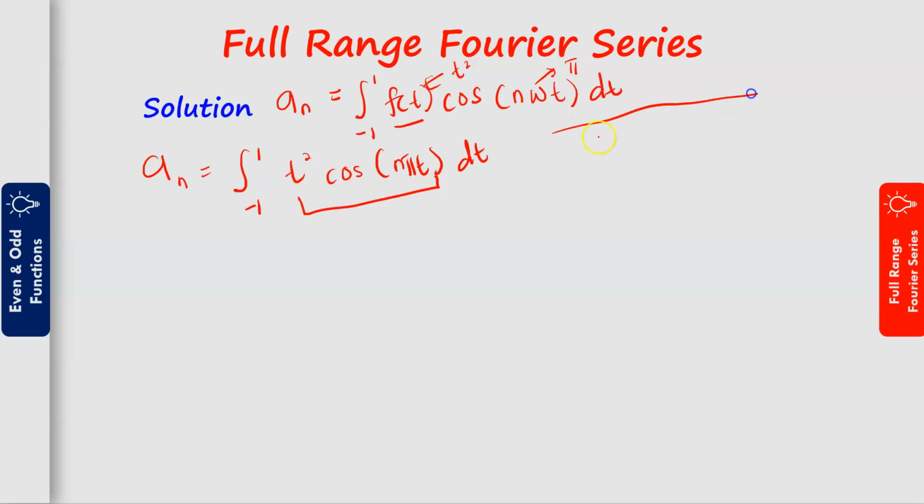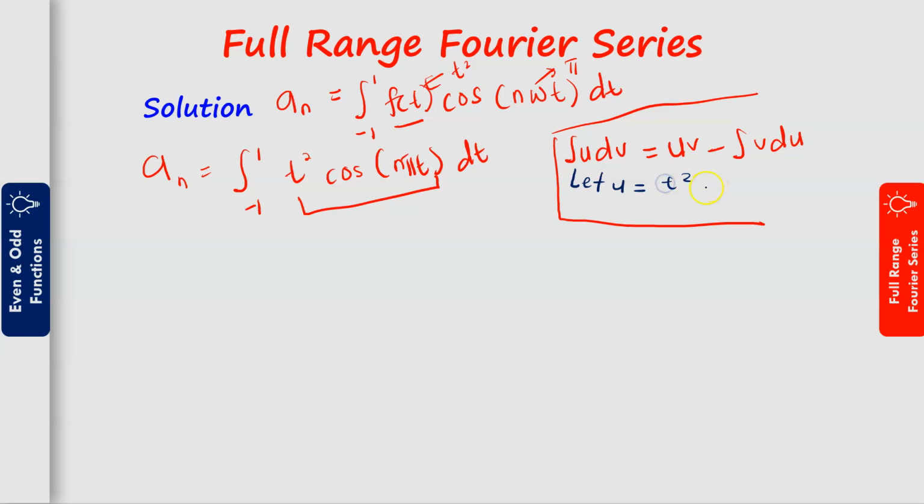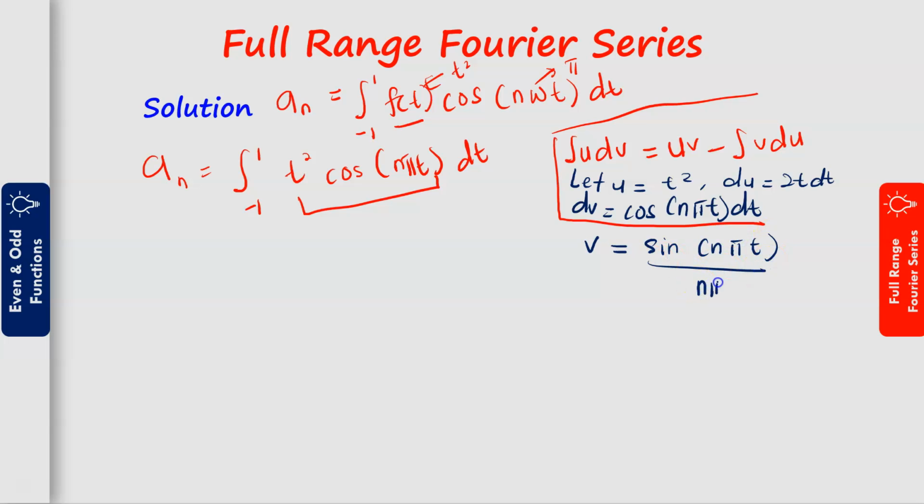The formula for integration by parts is the integral of u dv equal to uv minus the integral of v du. So class, let's say we let u equal to t squared, meaning that du equals 2t dt. Then we let dv equal to cos n pi t dt, meaning that to find v, you integrate cos n pi t, and you get sine n pi t divided by n pi.